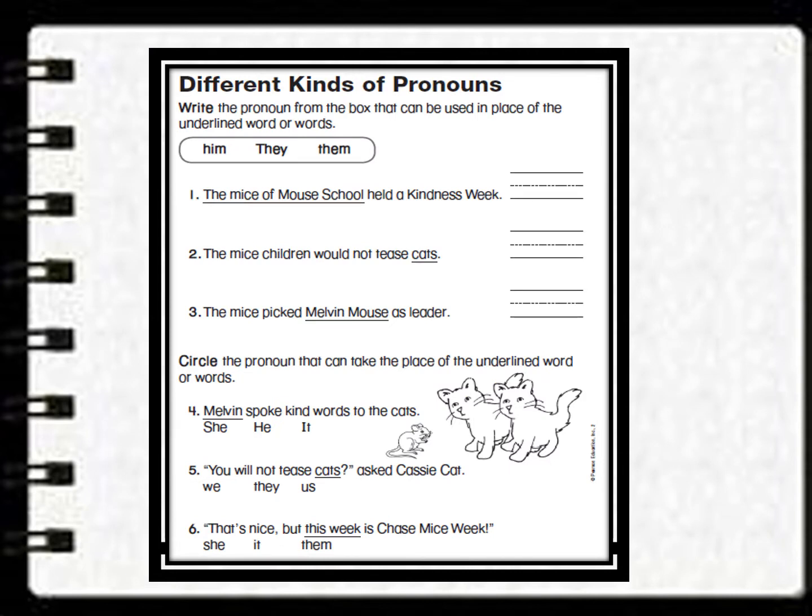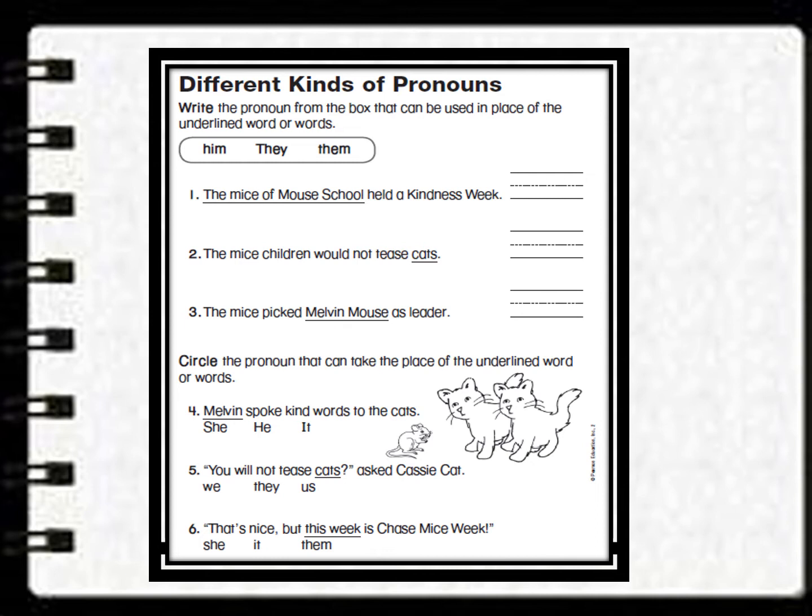Let's try another one. Hey, let's try this. Different kinds of pronouns. Write the pronoun from the box that can be used in place of the underlined word or words. We have him, they, and them. Number 1. The mice of Mouse School held a kindness week.